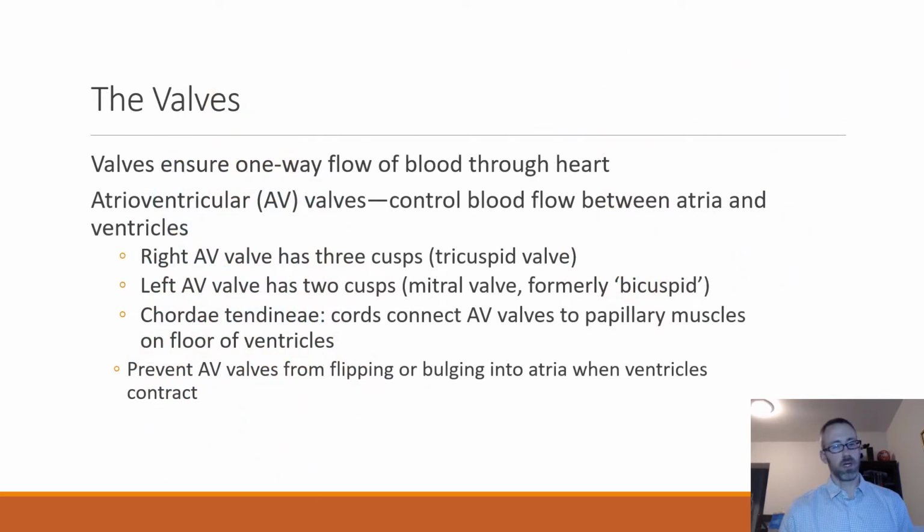So again, this is just kind of a quick review of the things that I just mentioned. You have one-way flow of blood through the heart, and that's the purpose of those one-way valves, okay? So those AV valves, right? The right AV has 3 cusps called the tricuspid, and then you have the mitral, which used to be called the bicuspid, just more commonly called the mitral valve. The chordae tendineae, all right, are what actually connect those AV valves and tether them to the insides of the ventricles so that they don't blow back into the atria.